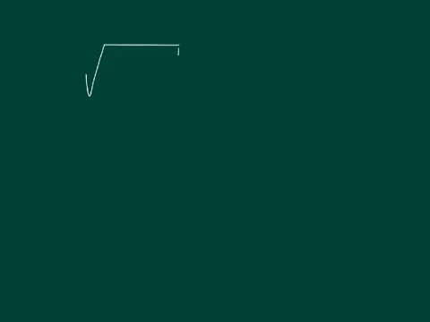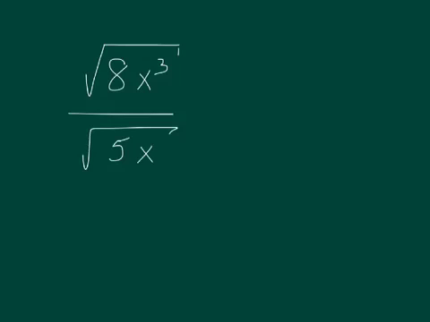So what if we had radical 8x to the third over radical 5x, with a perfect square multiplied by radical 5x? What would I do for this problem? Give me a starting point.